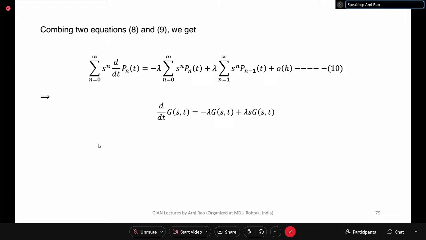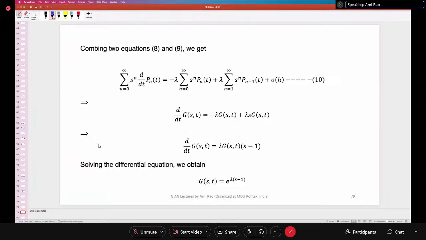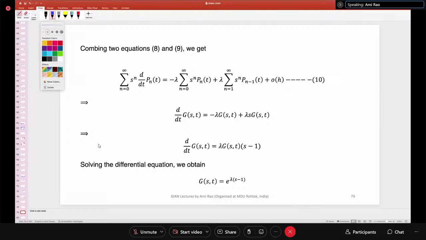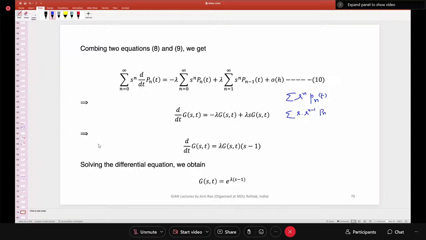So here, note this term: we need s power n, Pn, s power n Pn t. But here you see Pn minus 1, n minus 1 t. So to make it s power n minus 1, you multiply by s. So this is equal to s times s power n minus 1 Pn minus 1 t.